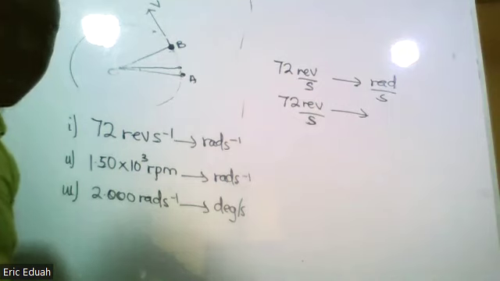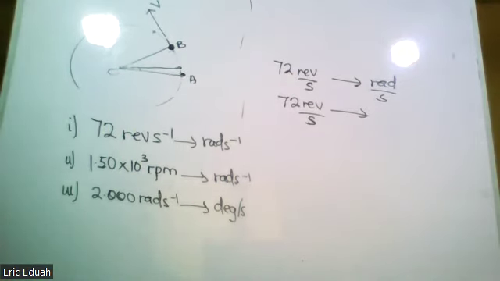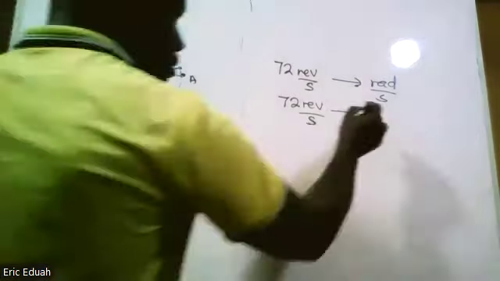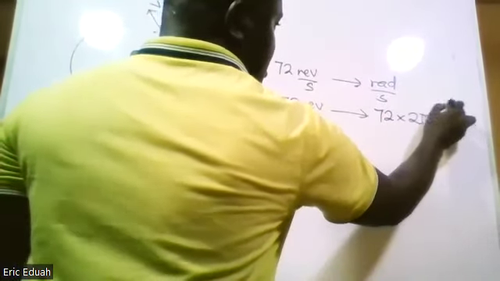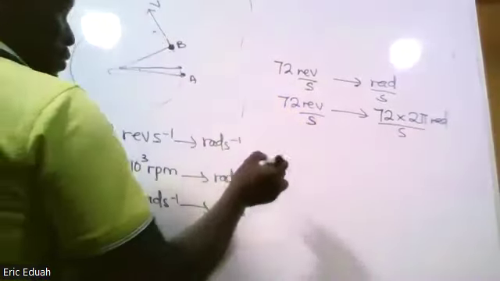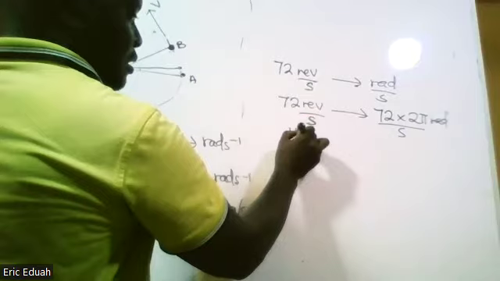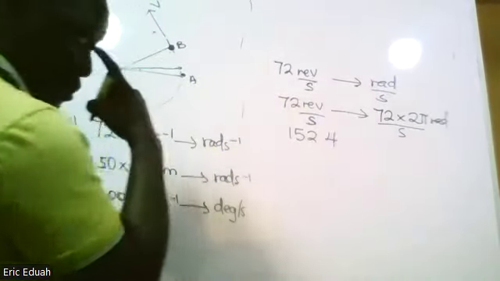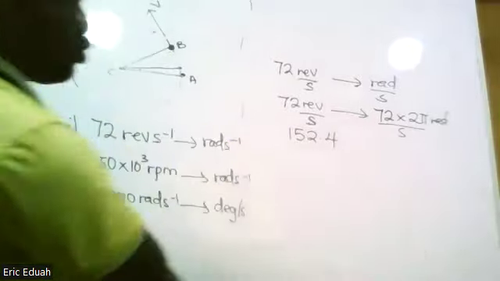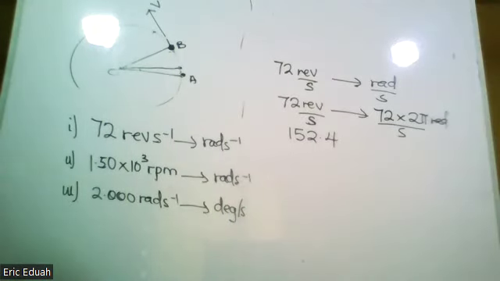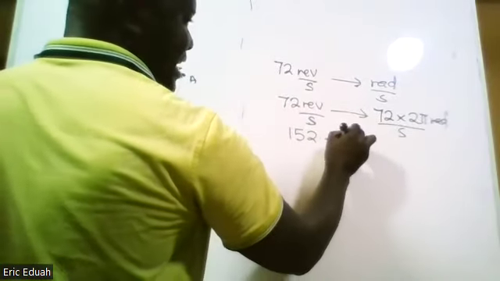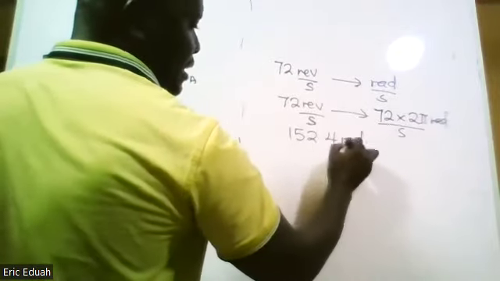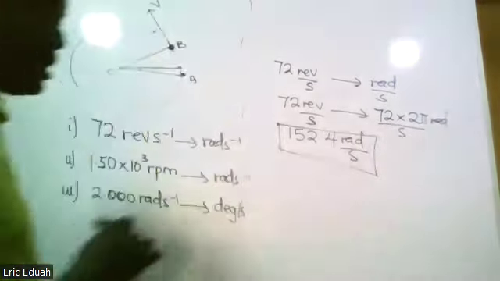Sir, please, 1 revolution is equal to 2 pi. So 72 will be equal to 72 times 2 pi, which is approximately 452.4 rads per second. So this is 72 times 2 pi radian, and when you substitute 3.14 for pi, you have 452 radian. The denominator is already in seconds, so that's it.